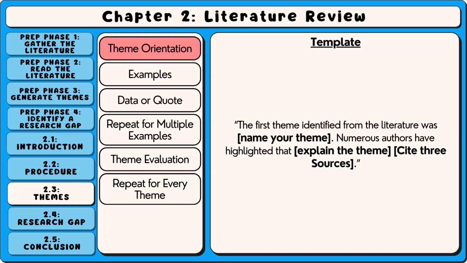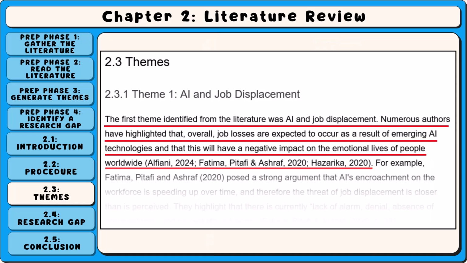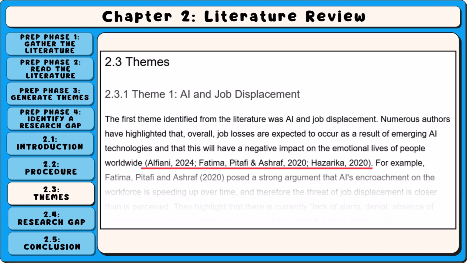So you can see on our example thesis, it says, the first theme identified from the literature was AI and job displacement. Numerous authors have highlighted that overall job losses are expected to occur as a result of emerging AI technologies, and that this will have a negative impact on the emotional lives of people worldwide. And you can see there that there are 3 citations listed at the end of that text to show that there are multiple studies that talk about the issue.